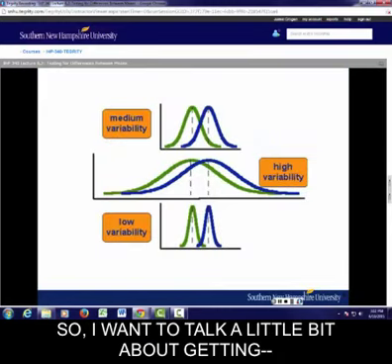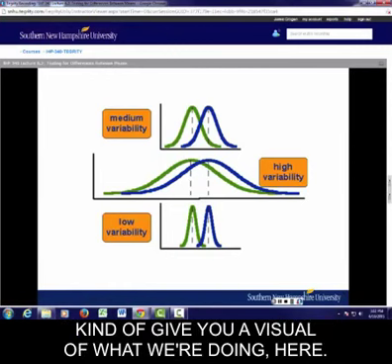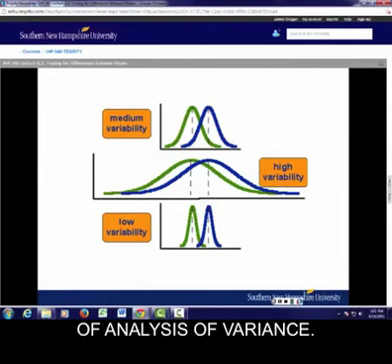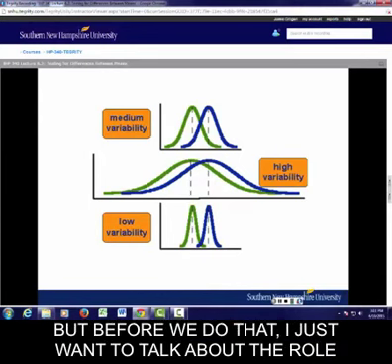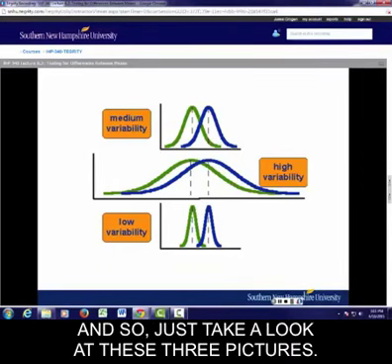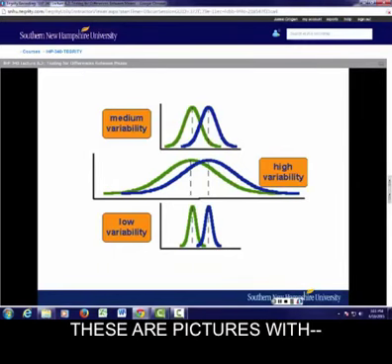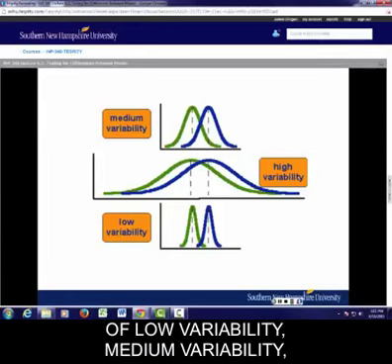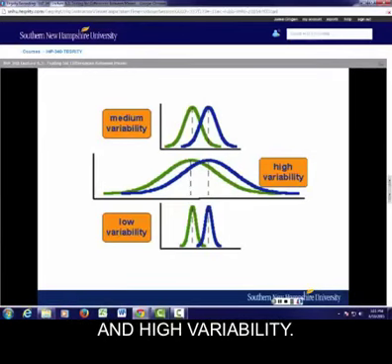So I want to give you a visual of what we're doing here. We're going to move into a discussion of analysis of variance. But before we do that, I just want to talk about the role of variability in these comparisons. So just take a look at these three pictures. These are pictures of low variability, medium variability, and high variability.